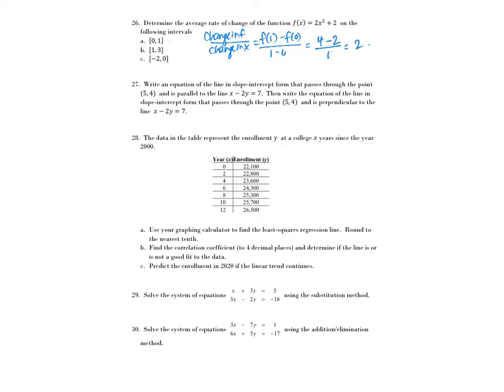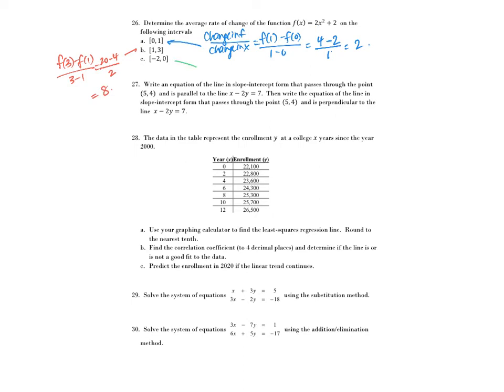That's the answer to A. For B, again, it's going to be f of 3 minus f of 1 over 3 minus 1. What's f of 3? 2 times 9 plus 2. So that's 18, 19, 20. Minus f of 1 is 4, over 3 minus 1 is 2. So that gives me 20 minus 4 is 16 over 2 is 8.